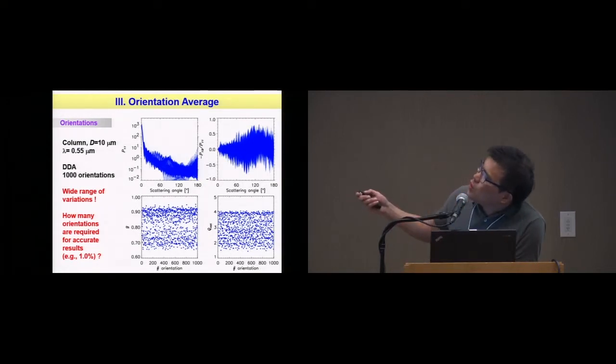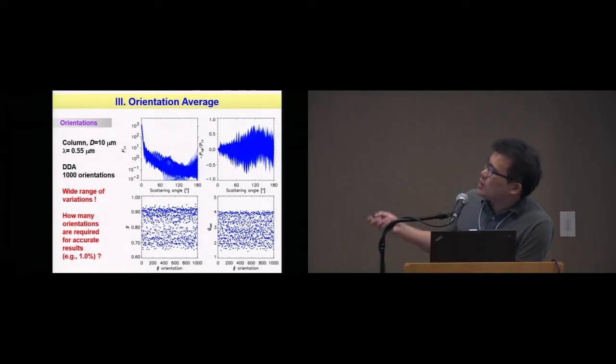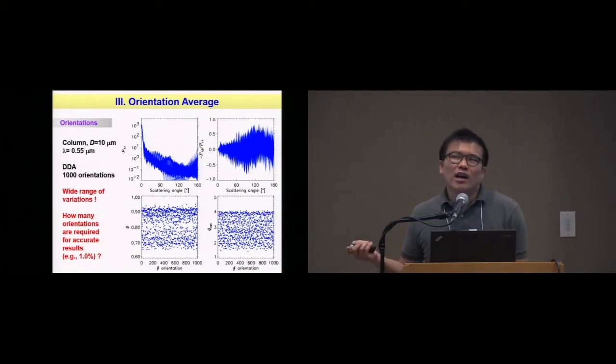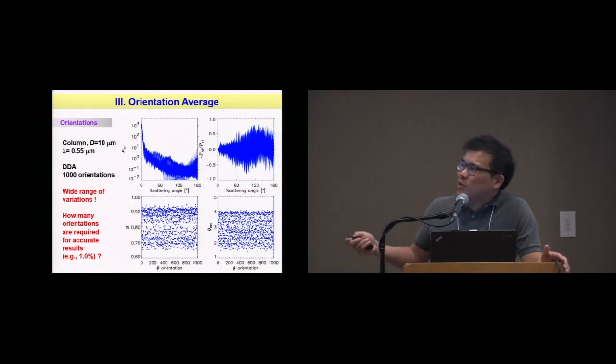So this figure shows the scattering phase function and degree of linear depolarization and asymmetry parameter and extinction efficiency. So each line or each dot represents one orientation. And then this figure shows the wide ranges. And then the question is how many orientation averages are required to achieve an accurate calculation. For example, 1.0% of a result.